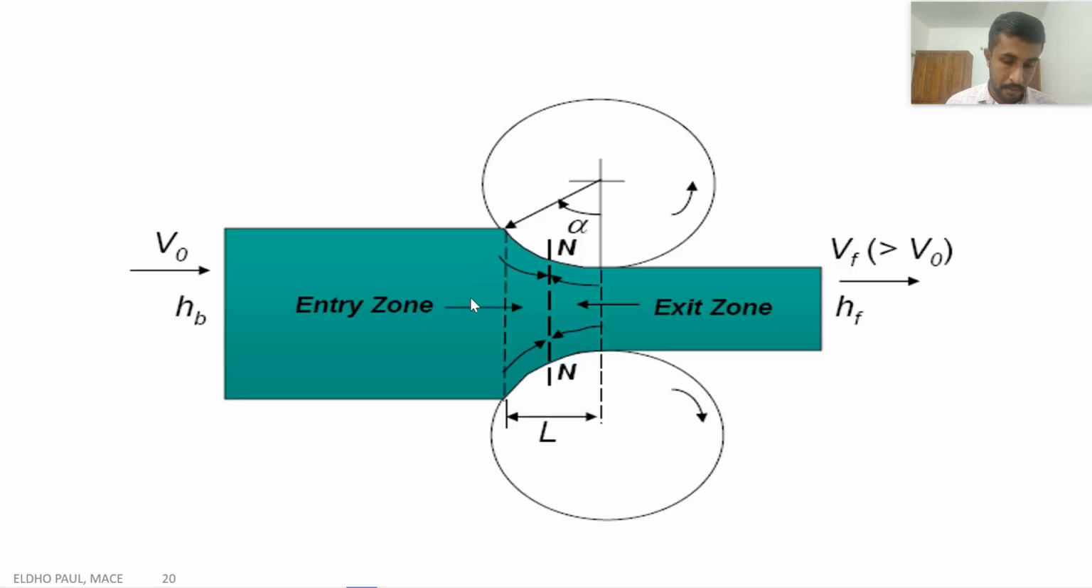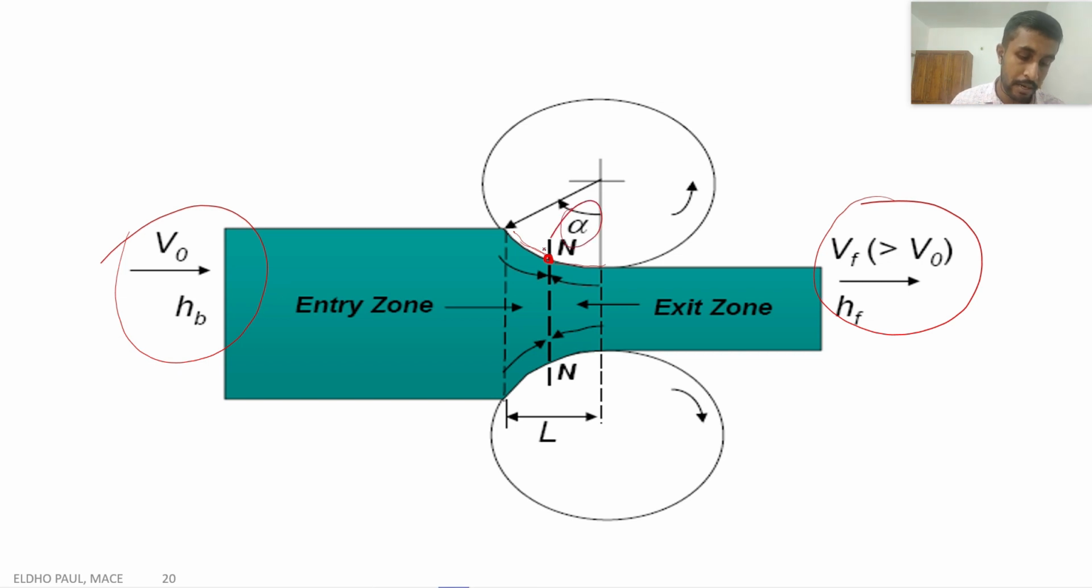So this is the neutral point. Up to the neutral point, this is the entry region. From the neutral point to the exit, this is the exit zone or exit region. We will discuss the velocity distribution and so on in the next lecture. At the neutral point, the friction is maximum, and there is no slip, no slide, and no relative movement. Keep this in your mind. And this alpha is the angle of contact, the angle between the entry and exit points during the rolling process.